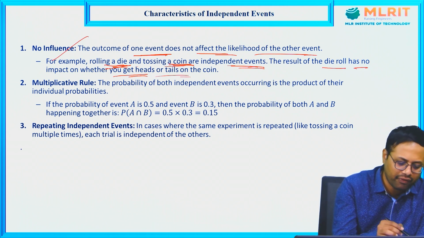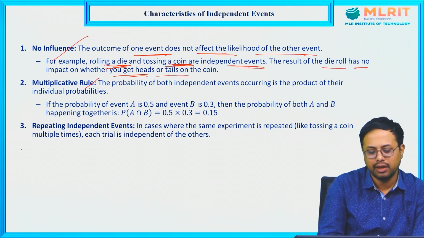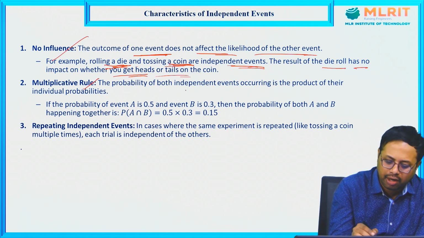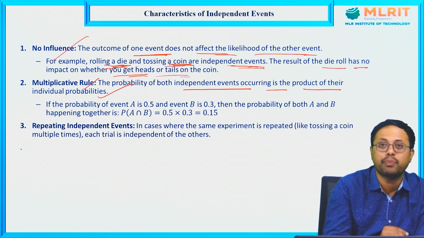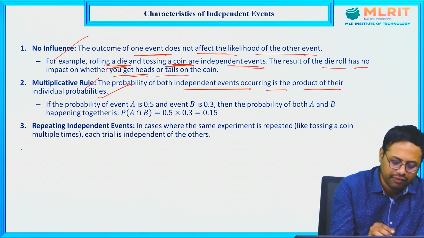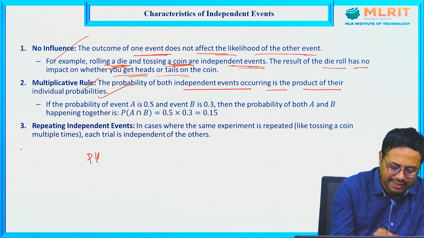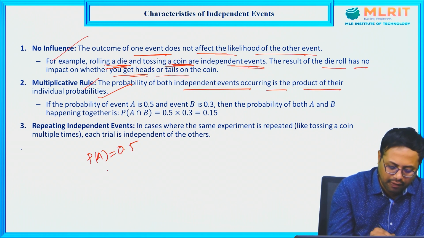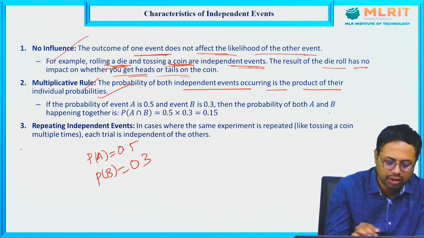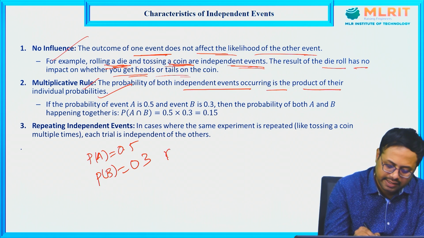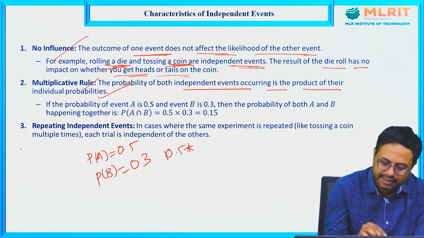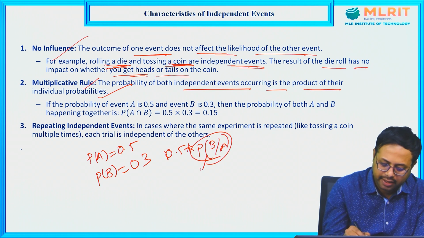Now the second characteristic is the multiplicative rule. The multiplicative rule tells that the probability of both independent events occurring is the product of their individual probabilities. For example, the probability of event A is 0.5 and the probability of event B is 0.3. For the probability of both A and B happening together, you have to multiply both of them.